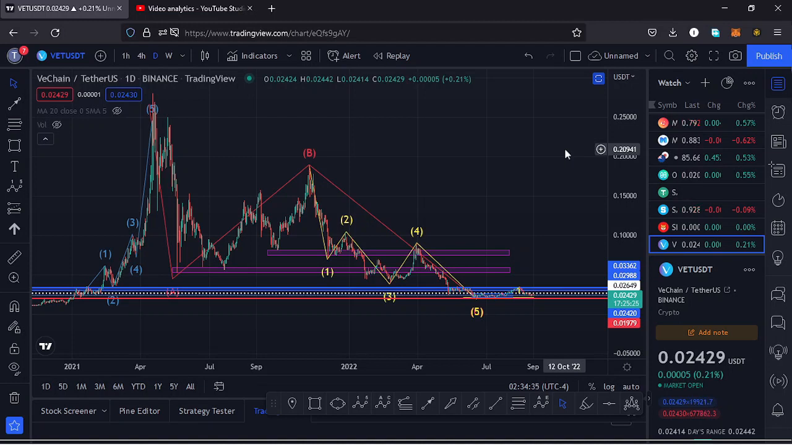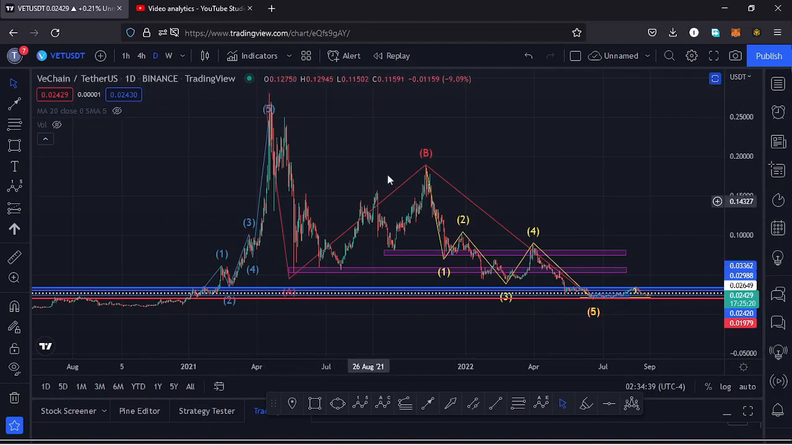Vechain, whose current price stands at the $0.02429 mark, and here on TradingView the market is up by 0.21%. And in this video I want to give the key scenarios that I expect to play out, basing my analysis on the Elliot waves and the Fibonaccis, and also the key areas of support and resistances, and also draw out the key chart patterns that you have information on this chart.